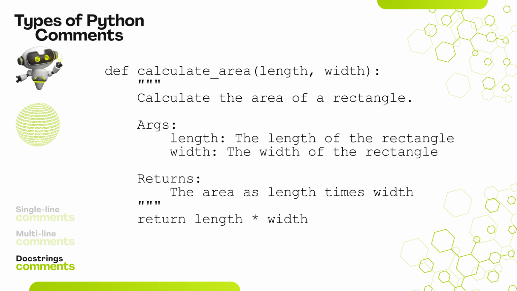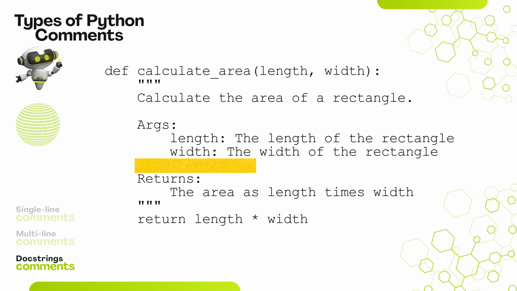Inside this docstring, the first line gives a brief description of what the function does. Then we have a blank line. This is a convention that separates the summary from the details. Next, we have an args section that documents each parameter. The word length followed by a colon explains what the length parameter represents, and the same pattern follows for width.